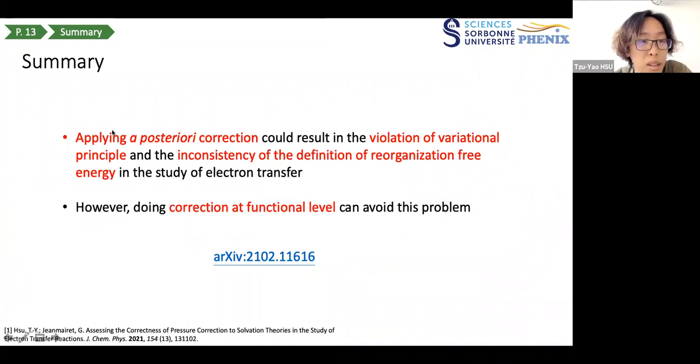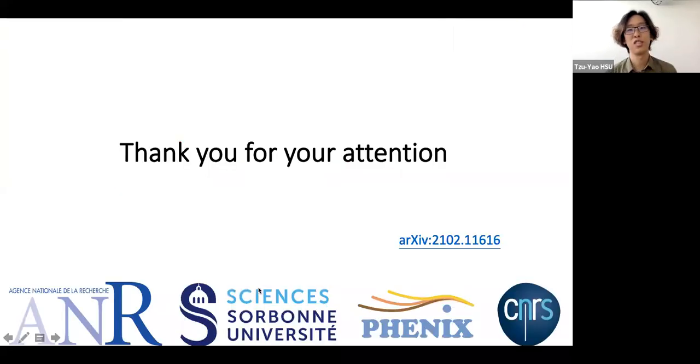So in summary, applying a posteriori correction could result in violation of the variational principle and inconsistency in the definition of reorganization free energy in the study of electron transfer. But we can avoid this problem by doing correction at the functional level. And the detailed discussion can be found in our recent paper. So thank you for your attention.